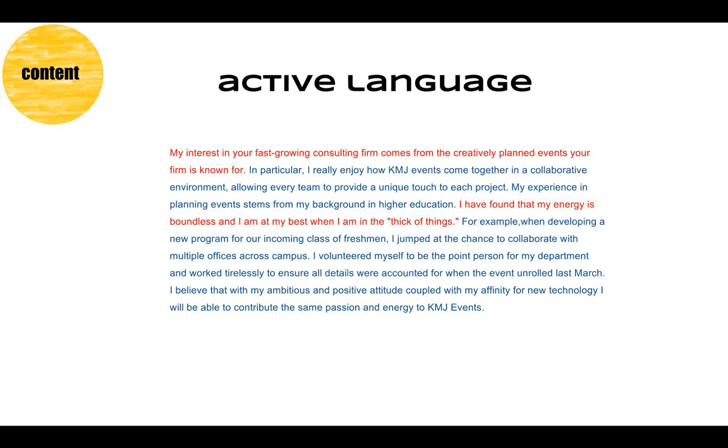"For example, when developing a new program for our incoming class of freshmen, I jumped at the chance to collaborate with multiple offices across campus." So you're seeing some of these action verbs that we talked about with the resume bullet points show up again in the cover letter. Using this engaging language is really important so that the employer can start to see you in your position, can see you in your story.